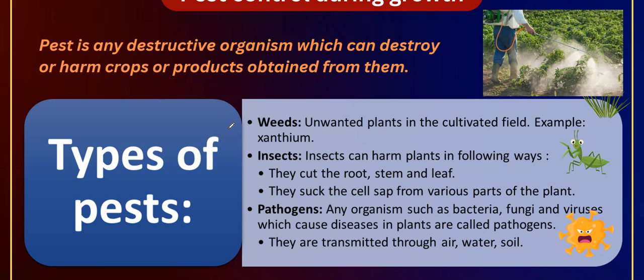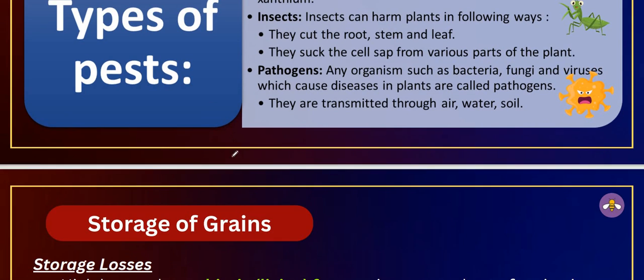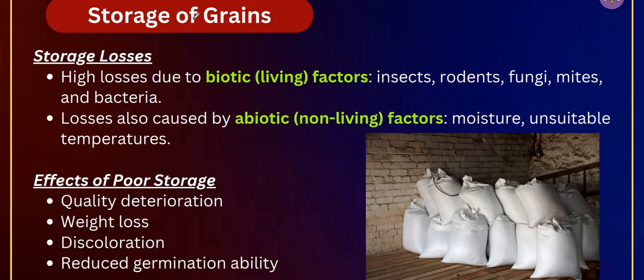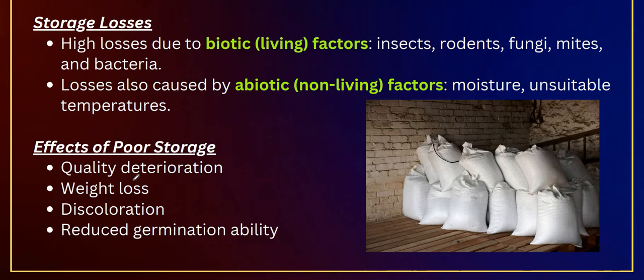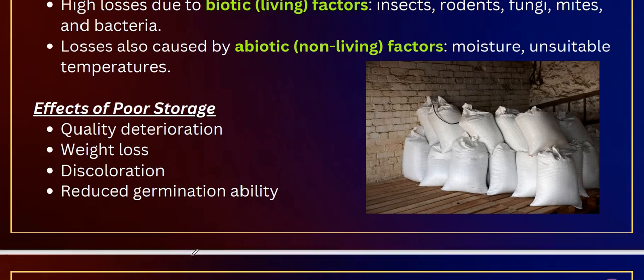We have seen diseases caused by several bacteria and viruses in plants, like okra yellow vein, citrus canker, and many others. Storage of grains: grains can be stored using boric acid. They are also stored using neem leaves and various methods, whether artificial or organic. Storage losses mean high losses due to biotic factors like insects, rodents, fungi, mites, mice, and bacteria. Losses are also caused by abiotic factors, such as moisture level and unsuitable temperatures. The effects of poor storage are deterioration, weight loss, decoloration, and reduced germination ability.